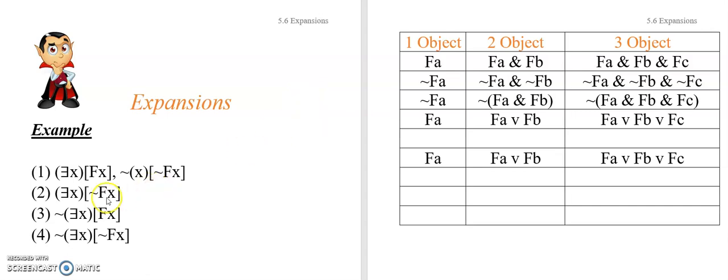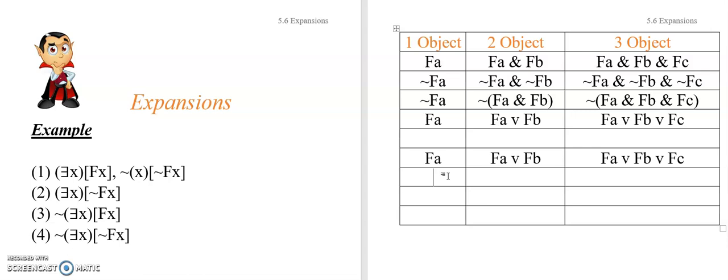Let's pick up right where we left off and jump into example 2 here. Can you expand this existentially quantified sentence on a with one object, with two objects, and with three objects? Okay, you've had some time to think about this.